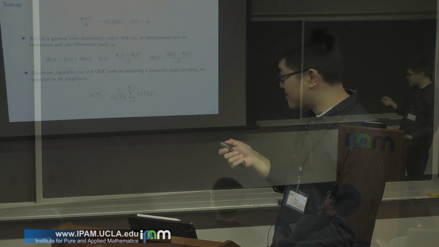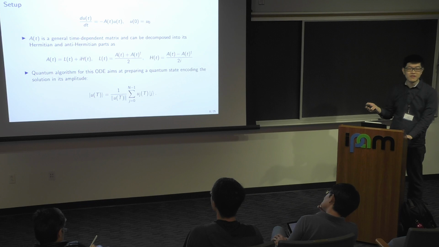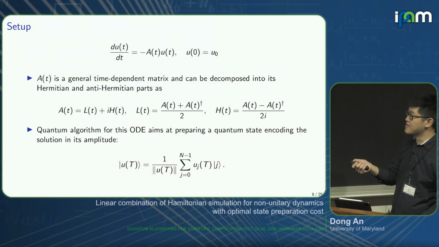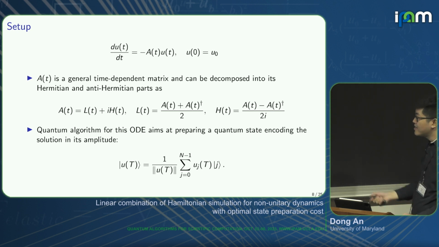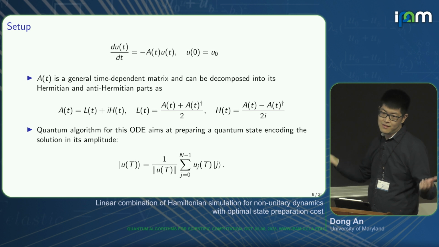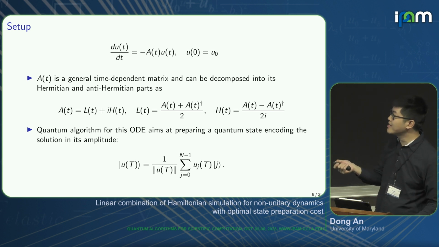So the setup is that in this work, we will only consider the linear ordinary differential equation. And for now, I will only consider the homogeneous term. That is, I have a differential equation, and my coefficient matrix is negative A of t. I'm not assuming A to be Hermitian or anti-Hermitian, so it can be general, but I will decompose my coefficient matrix like this.